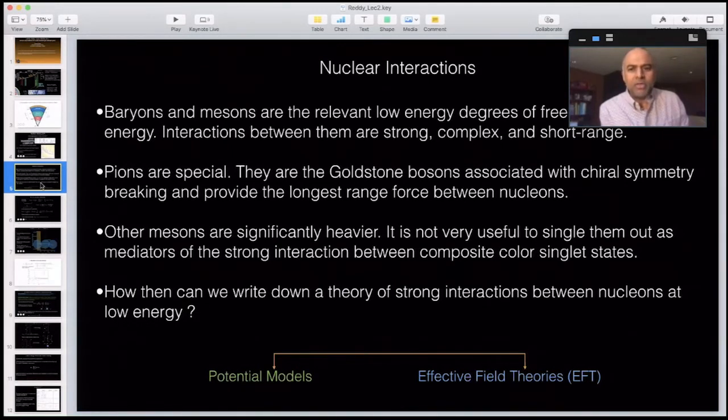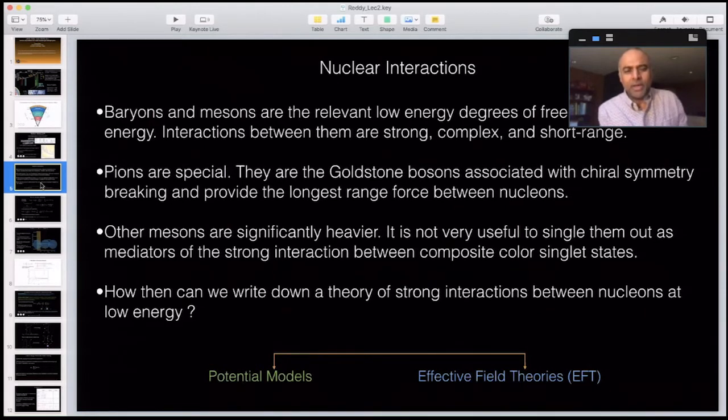From our experiments, we know that there are lots of baryons that we see. In addition to neutrons and protons, we see baryons that contain strange quarks called hyperons. We also see mesons like pions and mesons containing strange quarks like kaons. And we also know from experiment, just by scattering baryons off of each other and doing experiments in which you produce mesons, that these interactions are pretty complex, and they're also very short range. This is something we know from experiment.